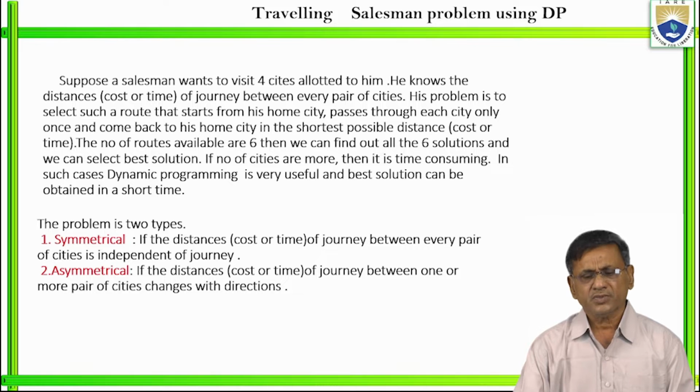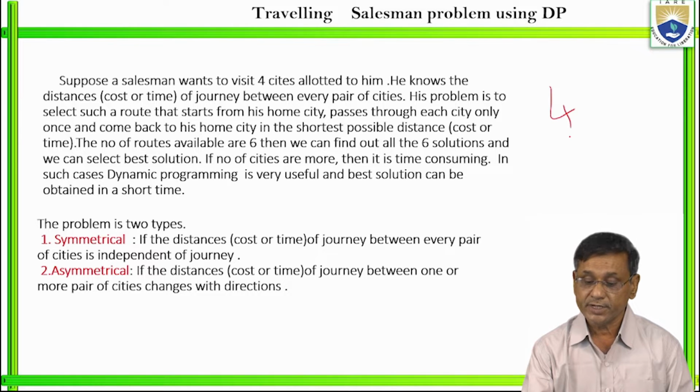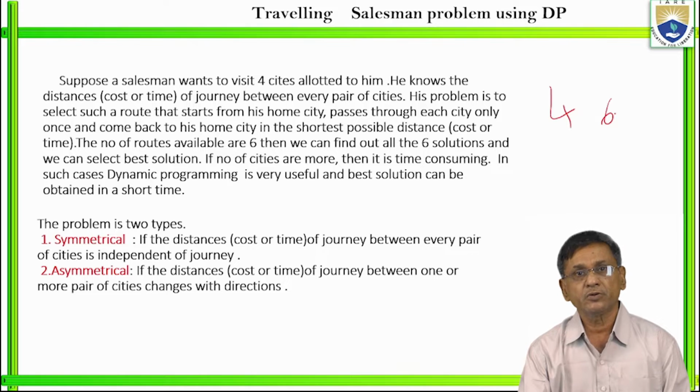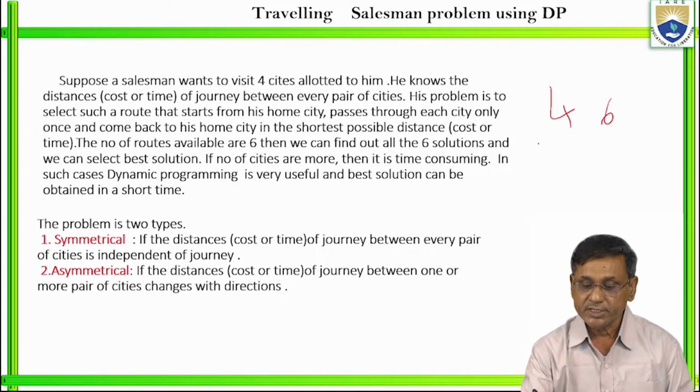Suppose 4 cities are there. When 4 cities are there, then we can get 6 routes. For those 6 routes, we have to find out the cost. So that means we will get 6 solutions, and from those 6 solutions, we have to select the best solution.